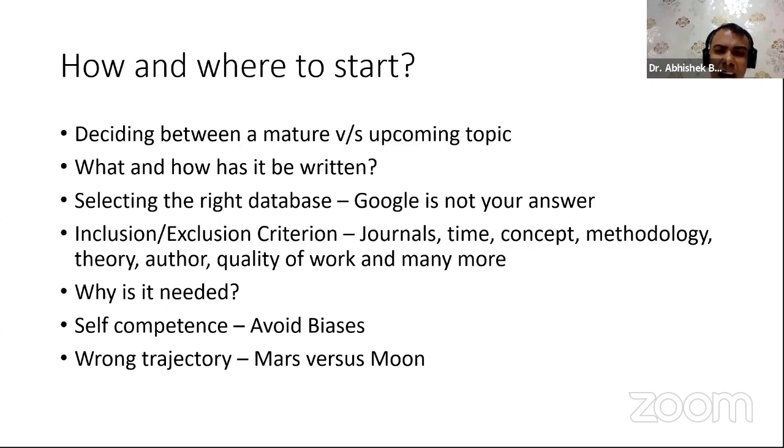But if the citations are 1, 2 per year, probably it's a weak paper to begin with. I mean, a weak paper to be considered in your review as well. Okay. That is very, very important. So inclusion criteria is largely dependent on these kinds of factors.